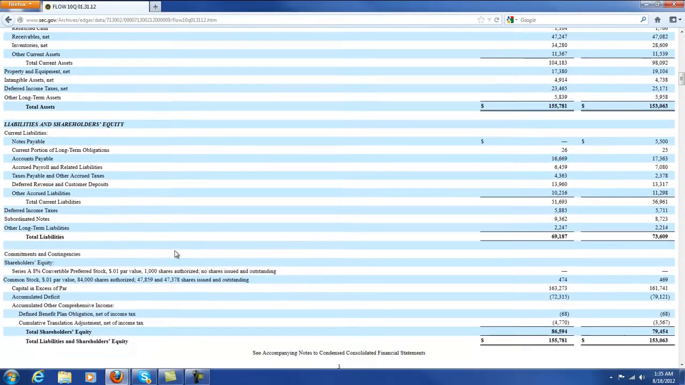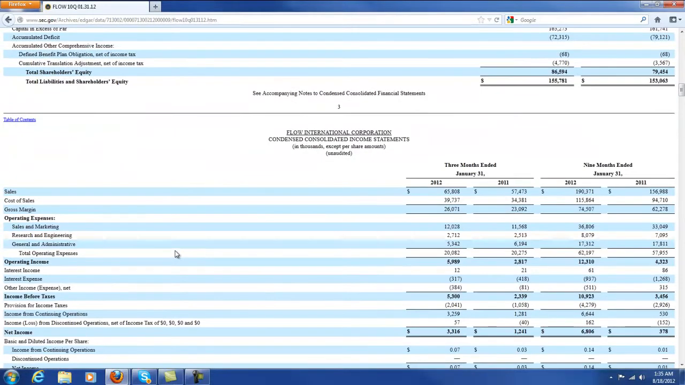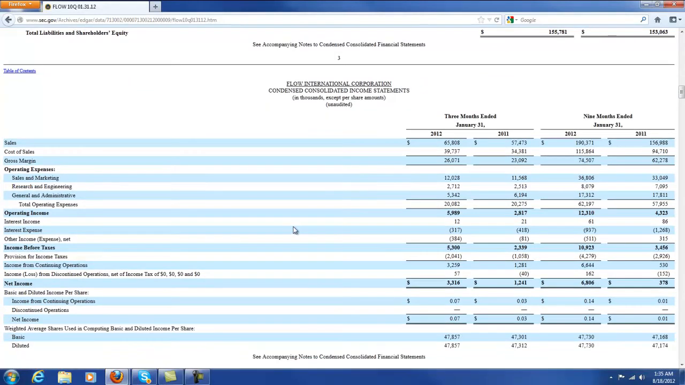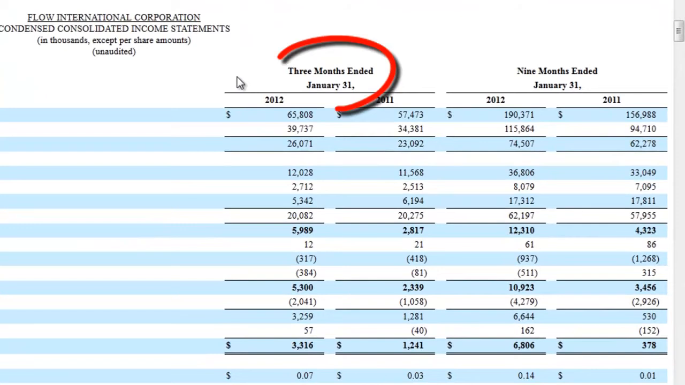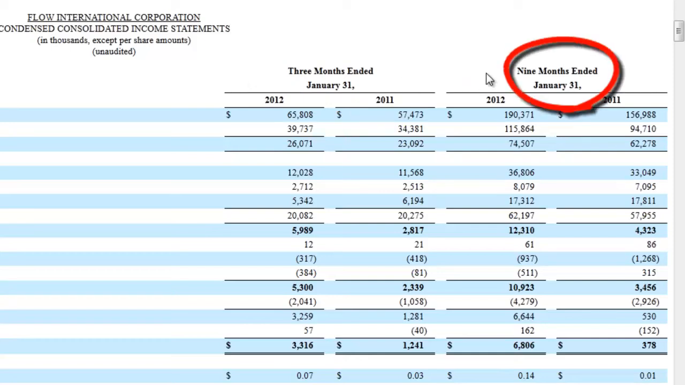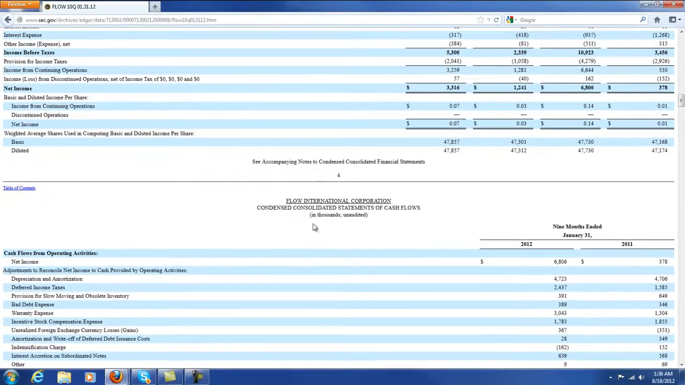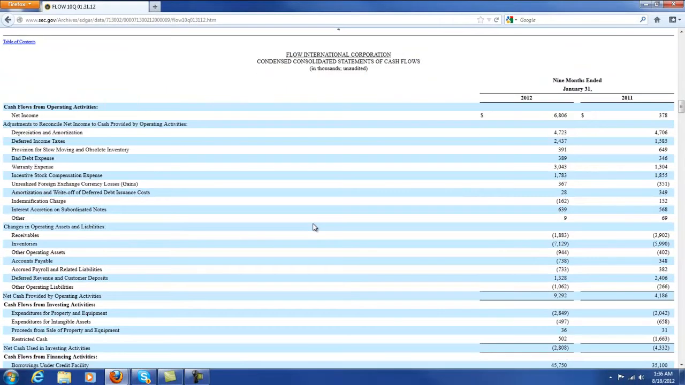We start off with the balance sheet, the income statement, and because it is for a quarter, it will show the 3 months that it covers. But if it's a third or second quarter, then it will have 9 or 6 months as it is indicated on the right. Then you have a cash flow statement.